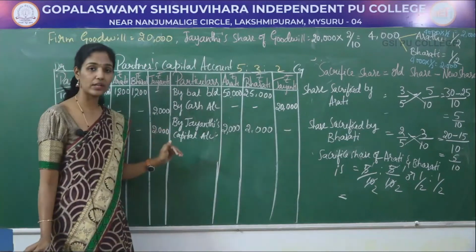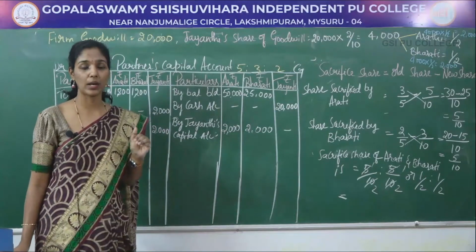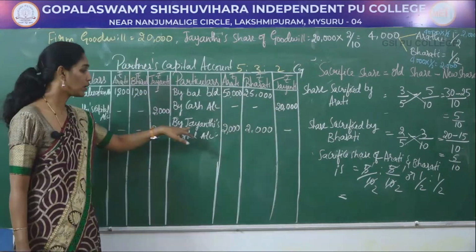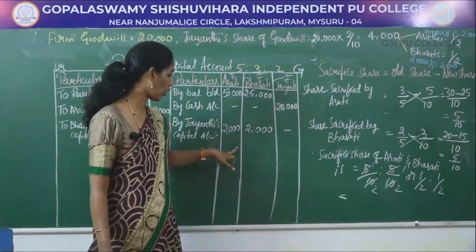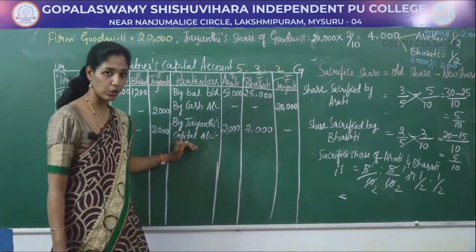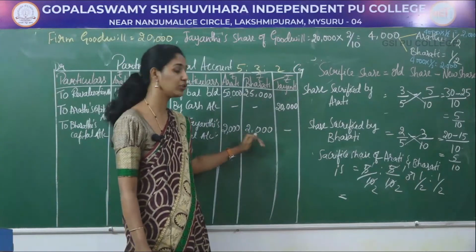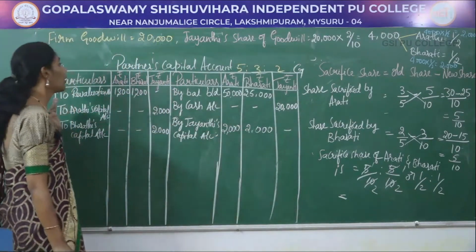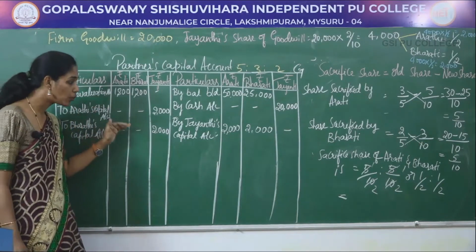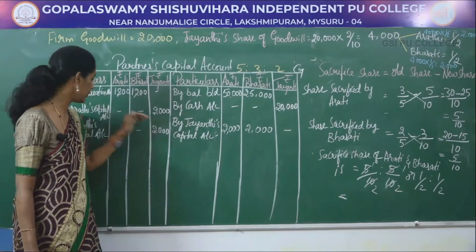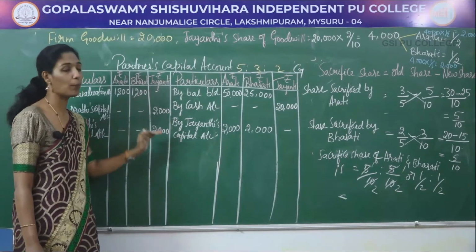I repeat again, what is the journal entry when goodwill is valued? The journal entry will be new partners capital account debited to old partners capital account. By Jayanti's capital account, enter the amount in the old partners column. The goodwill you have calculated must be distributed among the old partners Arati and Bharati, 2,000. Again it should be debited in partners capital account as to Arati's capital account, but record the amount of goodwill in the new partner column, and next to Bharati's capital account, enter the amount of goodwill in the new partner column.